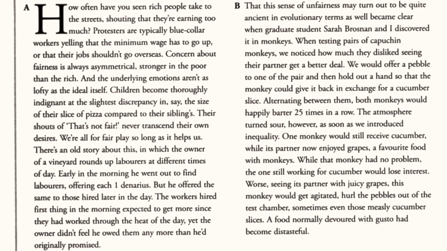Yeah, so in section B, several times they mention the jealous behavior of the capuchin monkeys. Here in this line, we see how the capuchin monkeys disliked seeing their partner get a better deal, so that would suggest jealousy. And then down here it says, seeing its partner with the juicy grapes, this monkey would get agitated and hurl pebbles. So yeah, again, very jealous behavior, jealous of the other monkeys. Yeah, I think the answer to question 2 is clearly B.